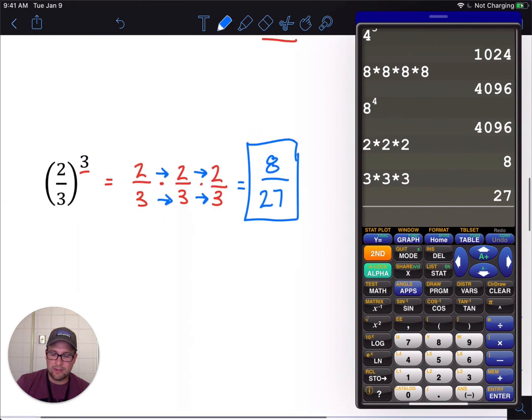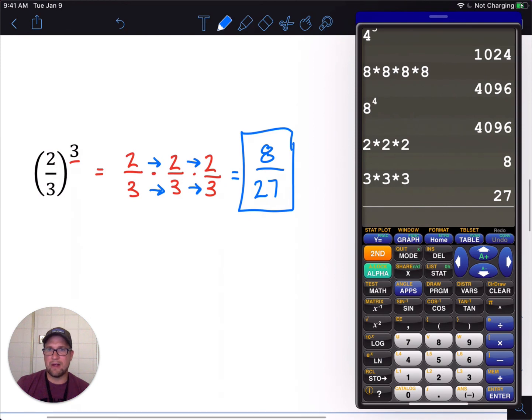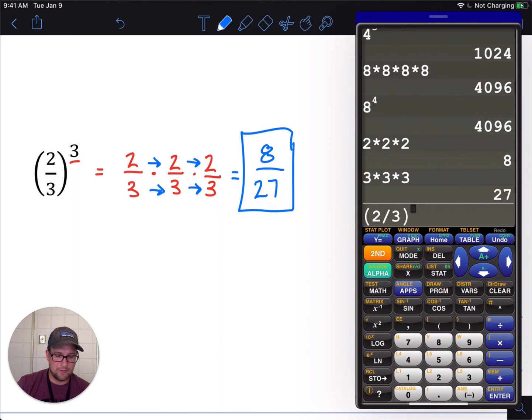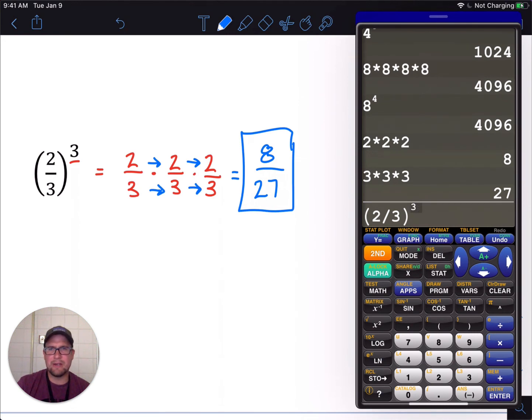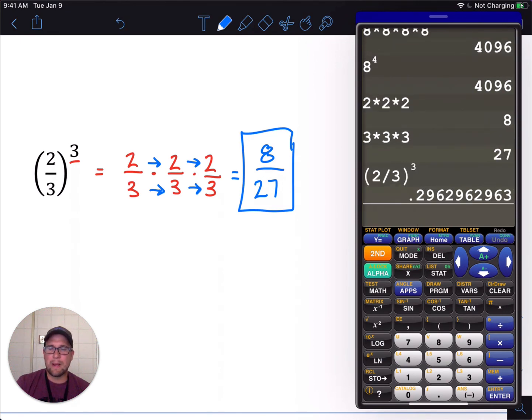Now, our calculator can actually help us with this as well using the caret key. If I were to have taken, and it's important to use parentheses here, 2 over 3, and I raise that to the 3rd power, my calculator can evaluate this as well, but it's going to give us an answer that doesn't look the same in this situation. When I punch it in here, I instead get a decimal.